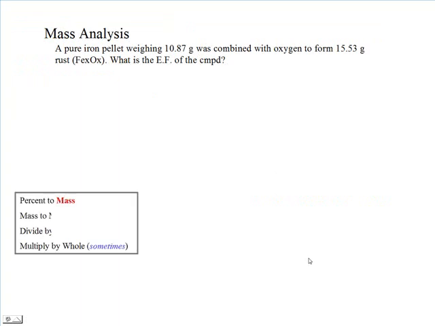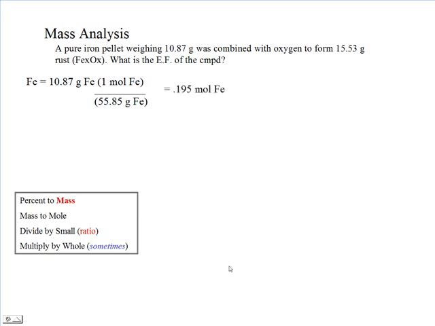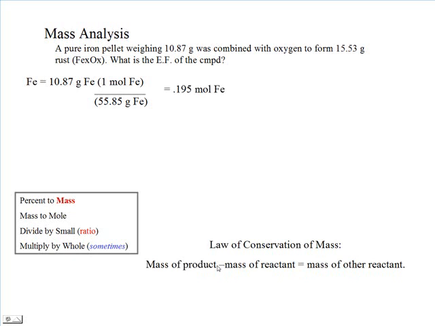A mass analysis. Still going to use this poem. We were told that we have 10.87 grams of an iron pellet. So we're going to start right here on the first phrase. We already have it in mass, so we change it to moles, 2 to 3 decimal places. But now I need to find oxygen in this compound. How do I find the mass of that?